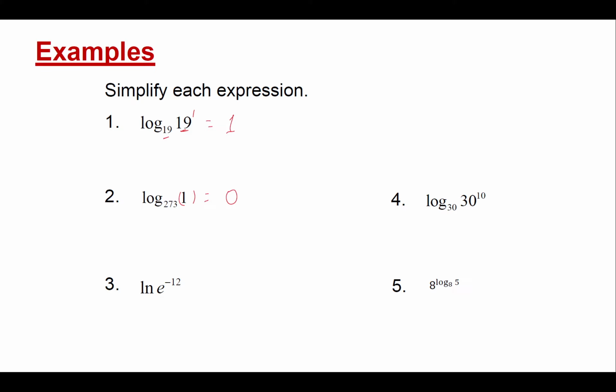ln and e are inverses of each other, so the final answer would be negative 12, because inverse functions just cancel out. Log base 30 and 30 are also inverses, so the final answer is just 10. 8 and log base 8 are inverses of each other, that's why the final answer would be 5.